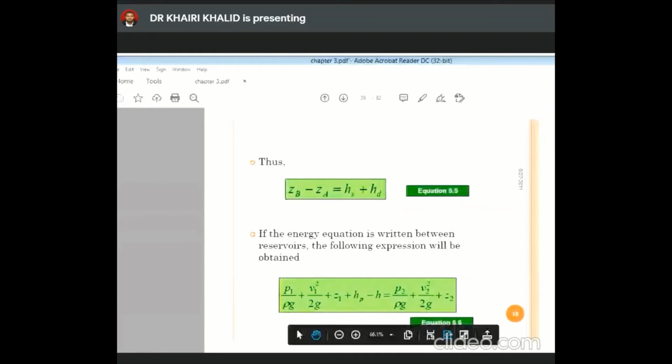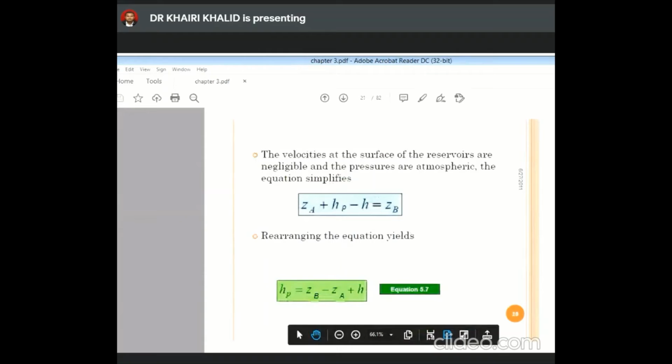We just replace this one, Z1, ZB minus ZA, or Z2 minus Z1, equal to HS plus HD. So rearrange back.